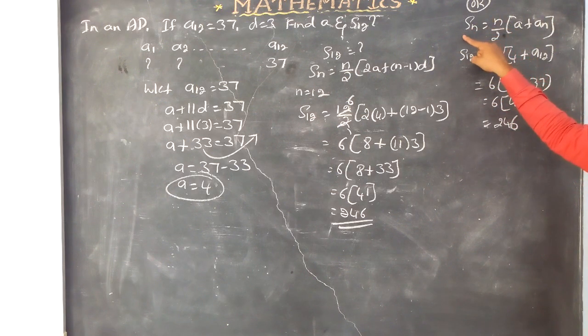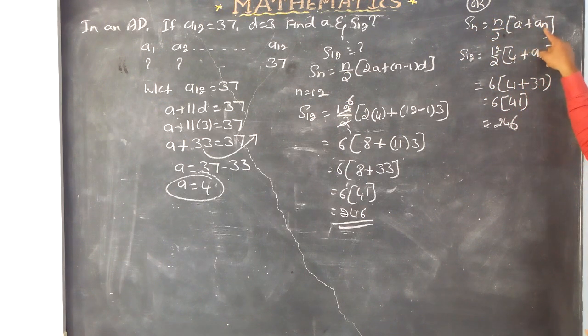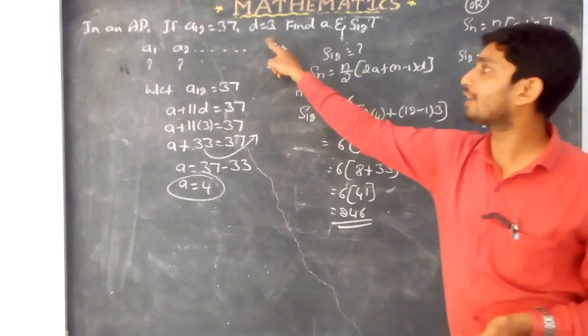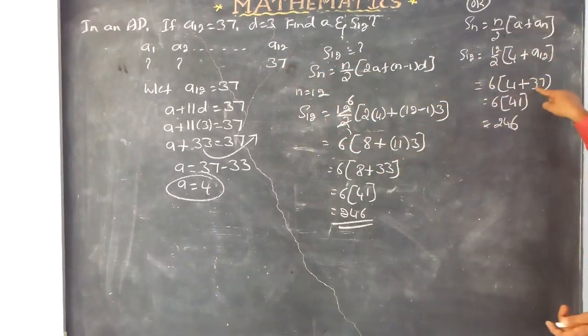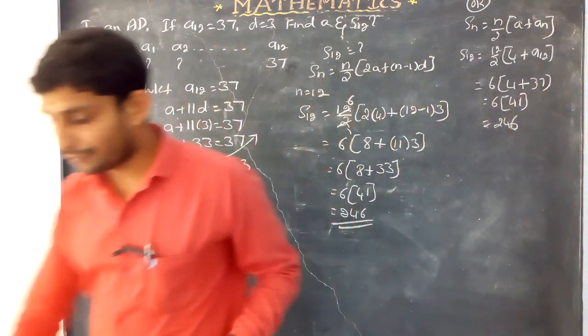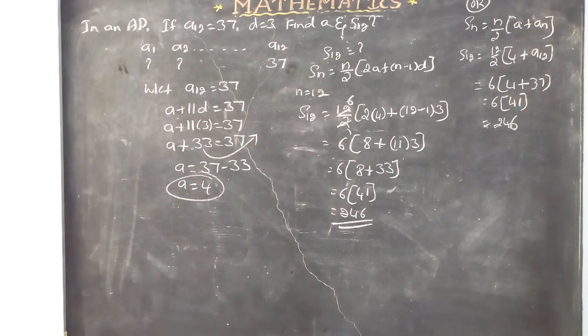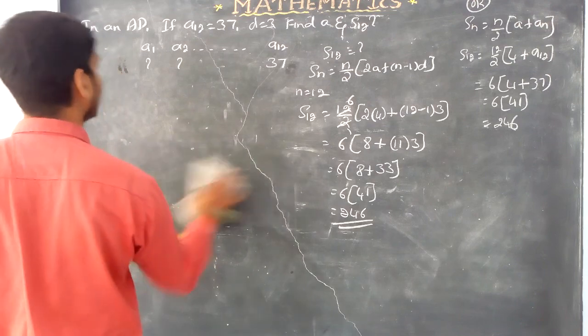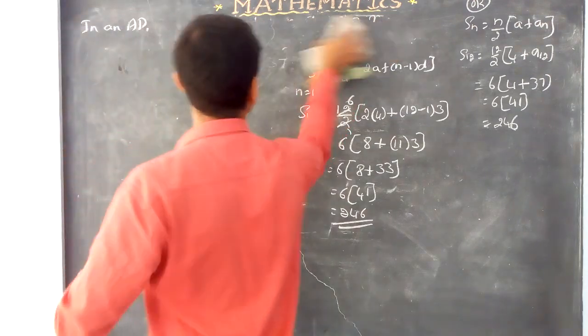ಇನ್ನೊಂದು ಫಾರ್ಮುಲಾ ಏನು? Sn equals n by 2 into a plus l. ಇಲ್ಲಿ l ಯಾವುದು? ಲಾಸ್ಟ್ ಟರ್ಮ್ ಯಾವುದು? 37 is the last term. ಹಾಗಾದ್ರೆ ಇಲ್ಲಿ 37 ಬರೀತೀರಾ. ಅವಾಗಲೂ ಇದೇ ಆನ್ಸರ್ ಬರುತ್ತೆ. That means if you use any one of the formulas, any one of those 3, you will get the same answer. ಮತ್ತೆ ನಿಮಗೆ ಏನು ಬಂದೇ ಬರುತ್ತೆ?